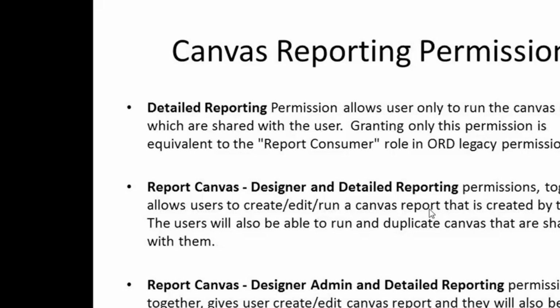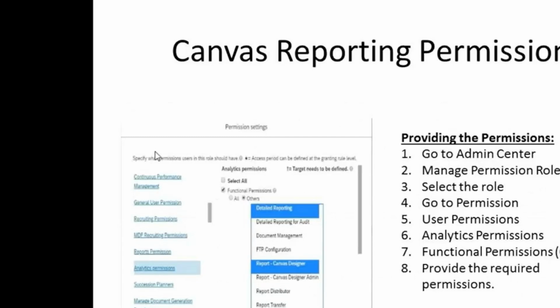So how to do this? Here under RBP, if you go to the analytics permission, we have all this information: detailed reporting, report canvas designer, then admin. So depend upon your requirement, and upon what role the user should have.